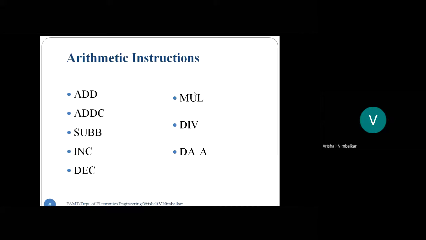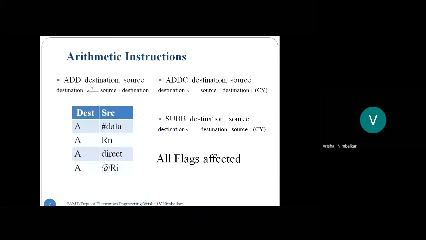There is no 16-bit decrement. Then we have multiply, MUL, division, DIV, and decimal adjust accumulator, DAA. This is related to BCD addition, right? So: add with carry, subtract with borrow, increment, decrement, multiply, divide, and decimal adjust accumulator. Okay, so we'll see them one by one. Start with ADD, the addition instruction.